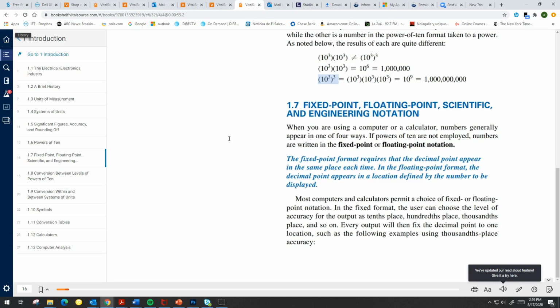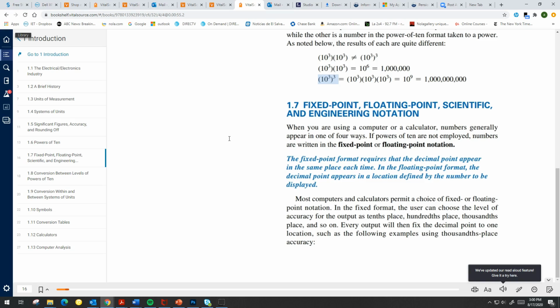So the fixed point format requires that the decimal point always shows up in the same place each time. It doesn't matter how you add the numbers or what numbers you're going to add. That type of arithmetic requires you to have the decimal point always in that same place. Okay, it's just the format you follow.